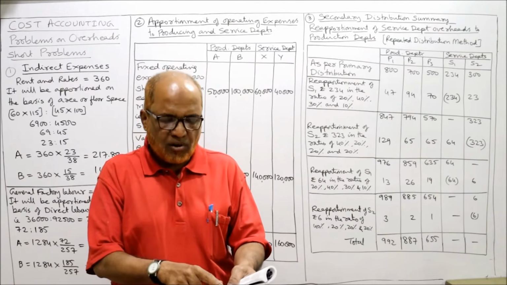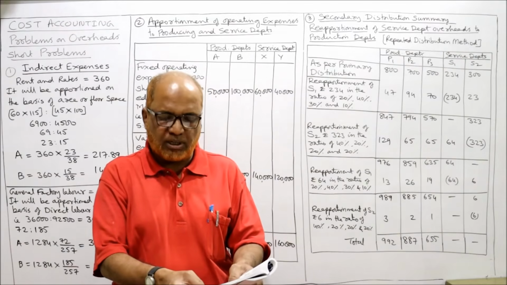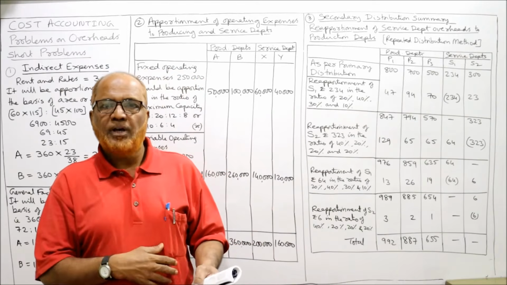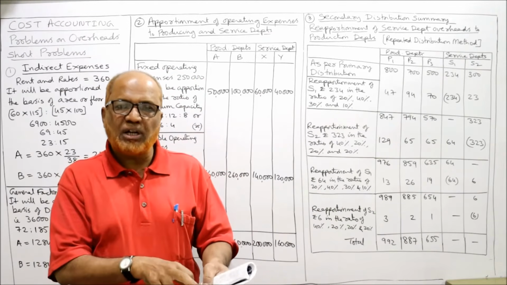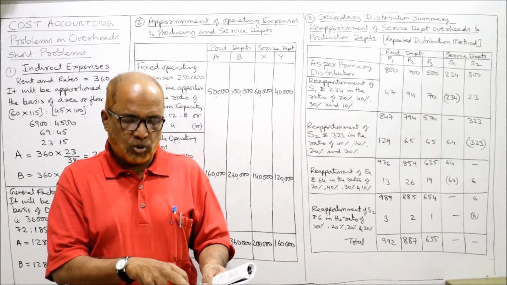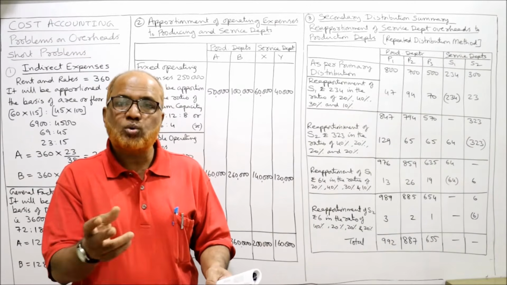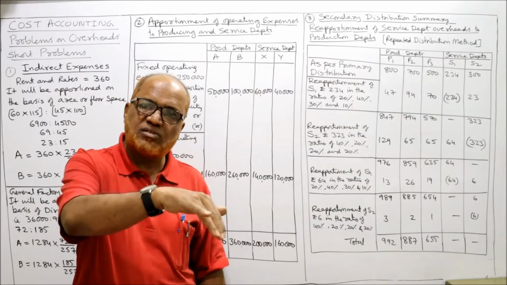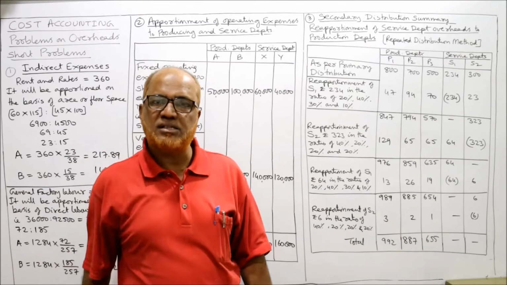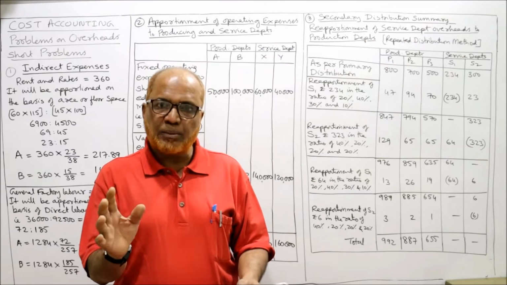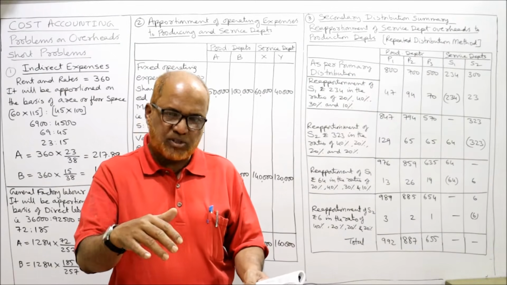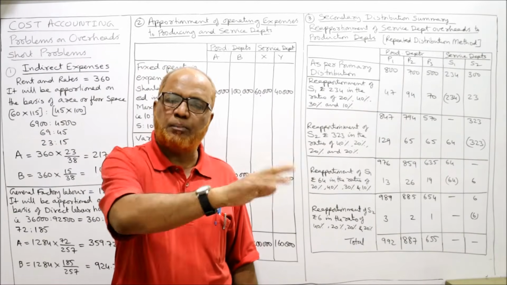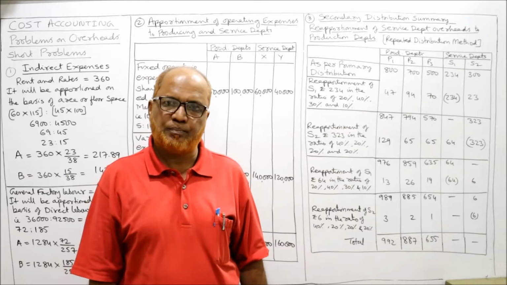So S1 is giving the service for 20% to P1, 40% to P2, 30% to P3 and 10% to S2. Similarly S2, service department 2. S2 is giving 40% service to P1, 20% to P2, 20% to P3 and 20% to S1. So S2 is giving service to S1, S1 is giving service to S2, interdepartmental service. Now prepare a statement showing the apportionment of service department expense to production department. The reapportionment of service department overhead to production department is called secondary distribution.